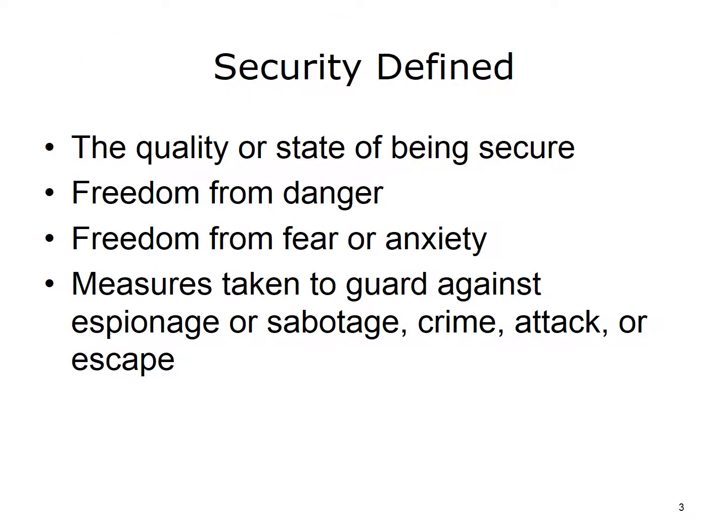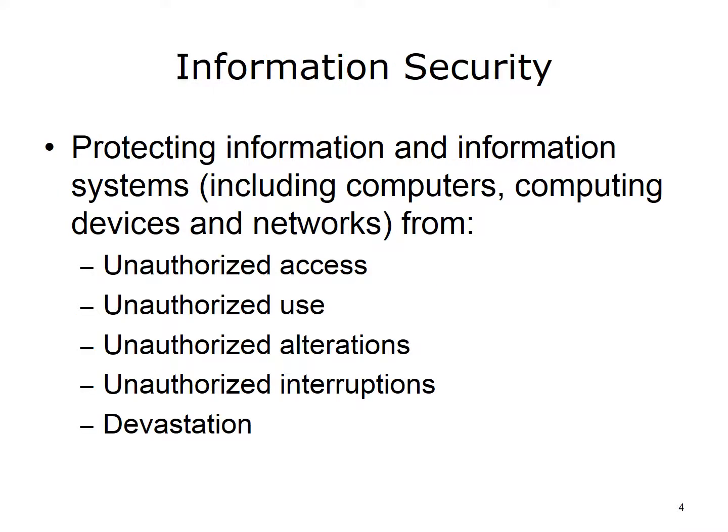Slide 3. Security is defined by the Merriam-Webster Dictionary as the quality or state of being secure, freedom from danger, freedom from fear or anxiety, and measures taken to guard against espionage or sabotage, crime, attack, or escape. Slide 4. Information security is protecting information and information systems, including computers, computing devices, and networks, from unauthorized access, unauthorized use, unauthorized alterations, unauthorized interruptions, and devastation.